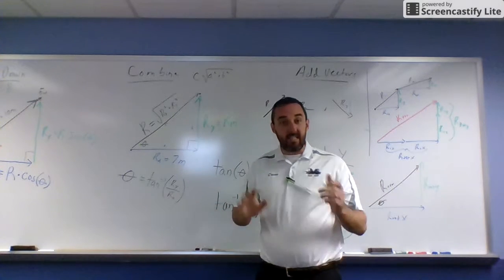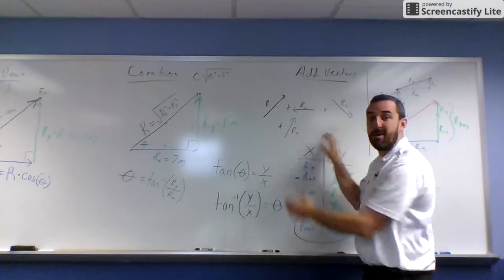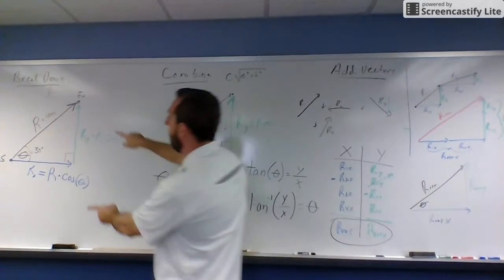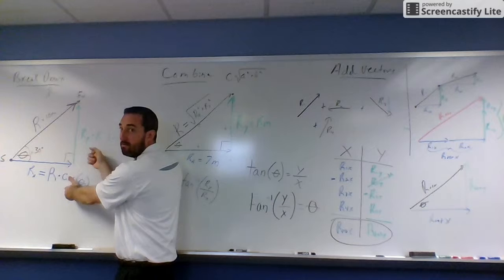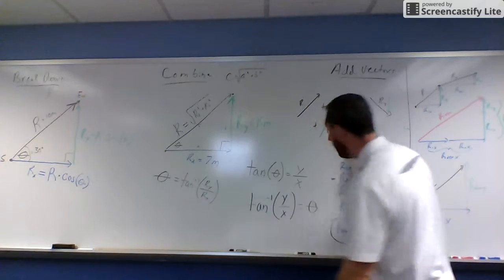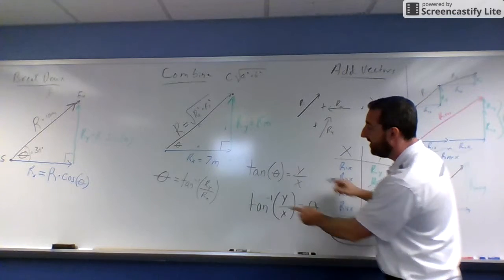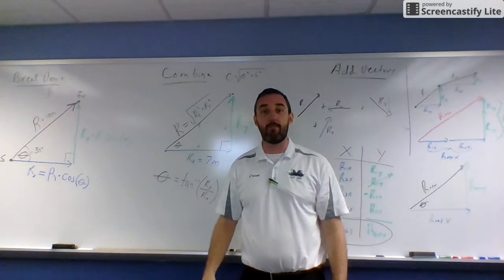So it seems like these are complicated. This looks like a really hard problem, but there's really only two things that you need to understand. How to break down a vector into x and y components, because it's pretty easy to add and subtract x and y components. And then when you're done, we need to know how to recombine them. And that's it. That's vectors.